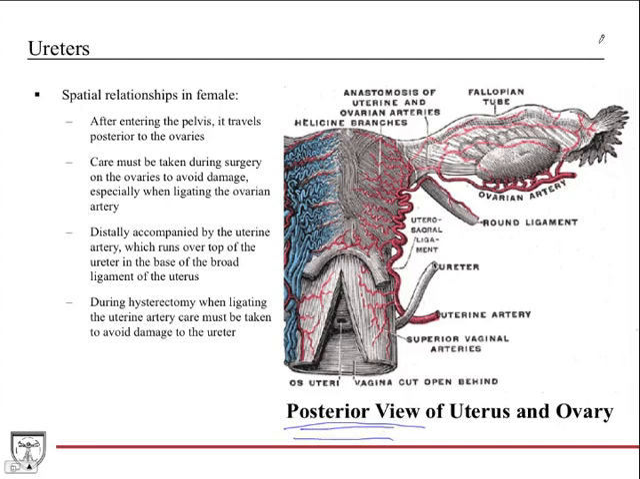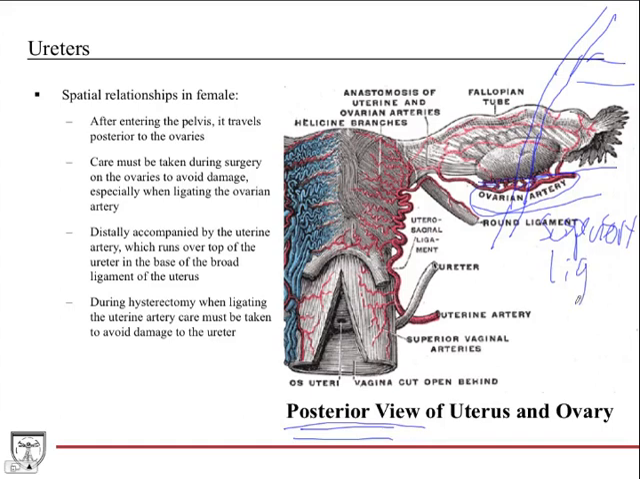So what happens is the ureter will come in just over the pelvic brim, and it'll enter the pelvis, and it'll travel posterior to the ovary. So the ovary here lies anterior to the ureter coming in. And this ovarian artery is very important because it's traveling within the suspensory ligament of the ovary. So the suspensory ligament of the ovary carries the ovarian artery.